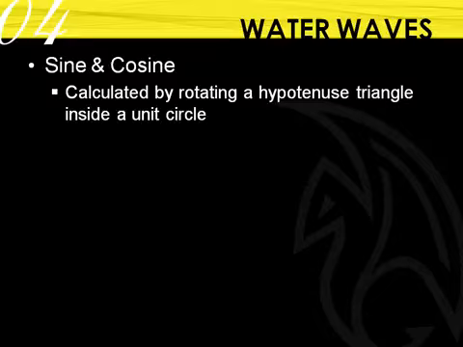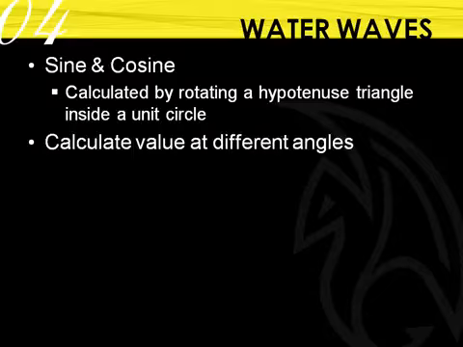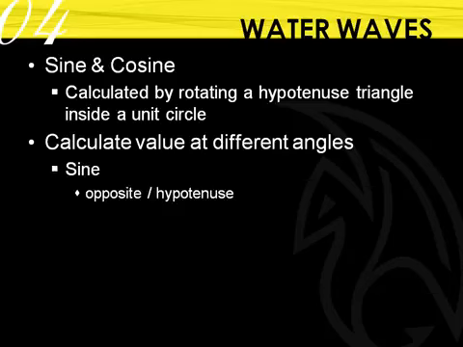And inside a unit circle, remember we heard the term unit before in reference to a normal. That was a normal with a length of 1. So a unit circle is a circle with a radius of 1. To calculate the value at different angles of this triangle inside this unit circle, sine is essentially opposite divided by the hypotenuse. So remember, we had our three edges on our hypotenuse triangle.